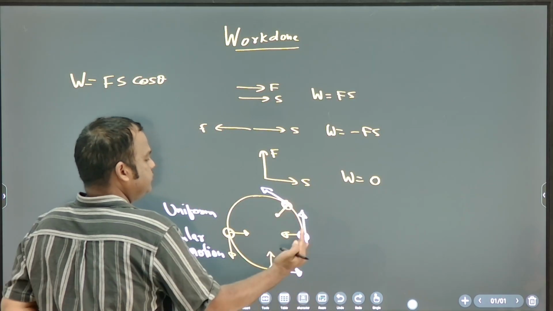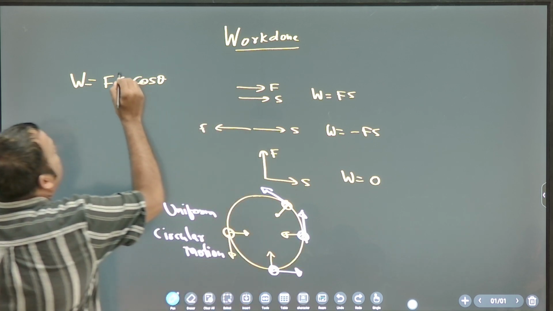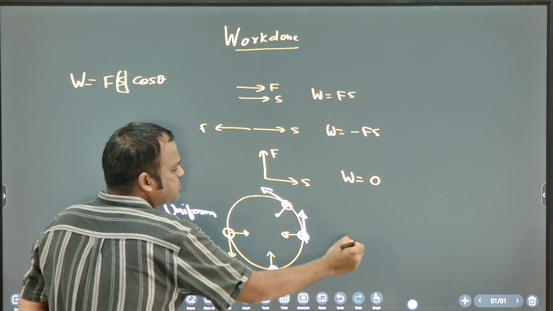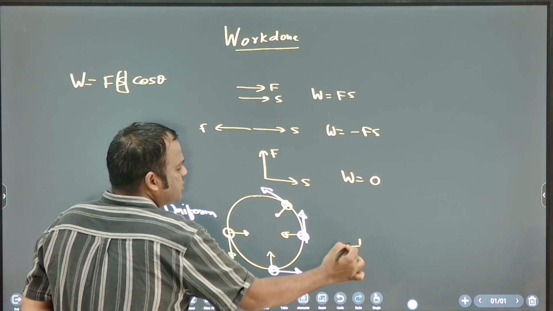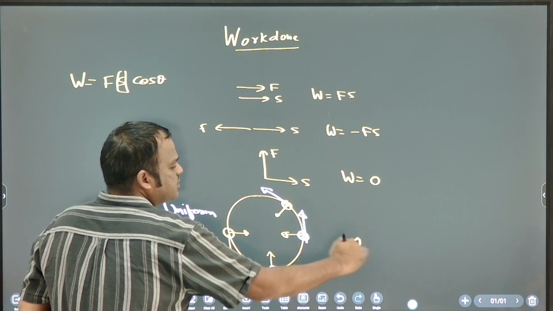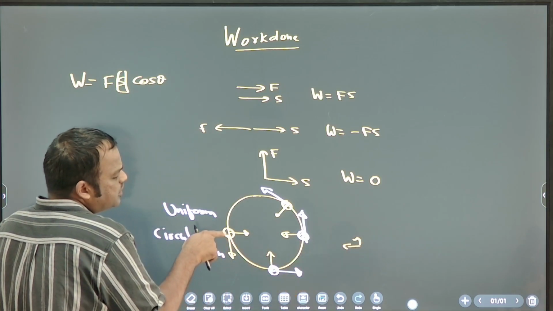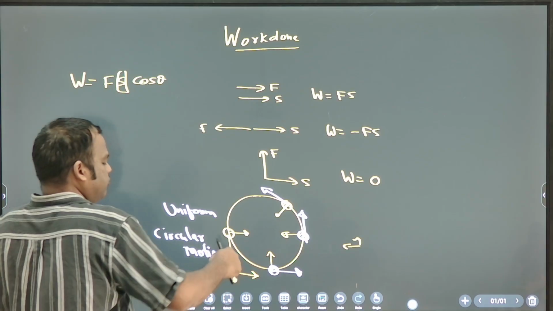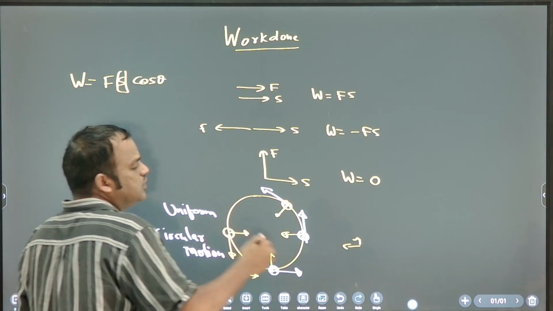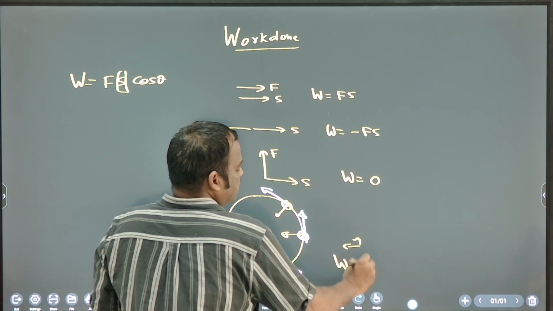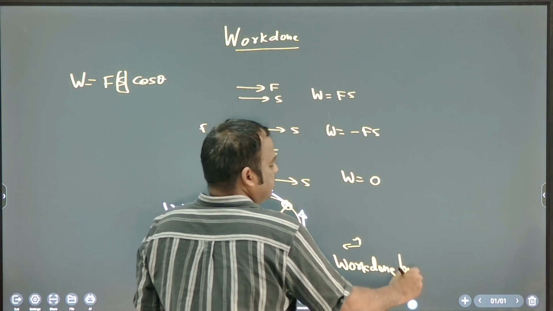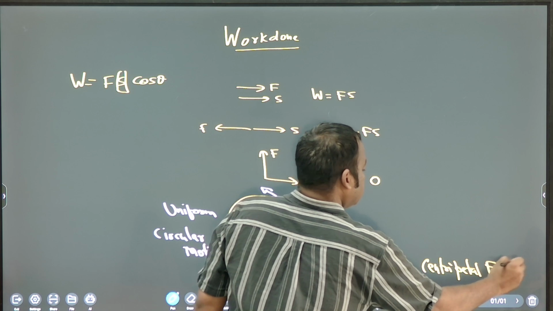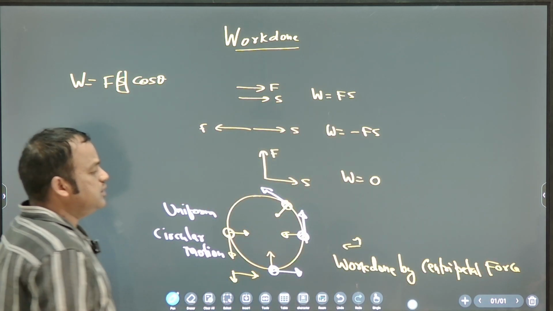Perpendicular to velocity. So if you see a very small displacement like this, this is displacement, this is force. If you see small displacement here, this is the displacement, this is the force. So force and displacement are perpendicular. So work done is 0. So note down. Work done by centripetal force is 0.